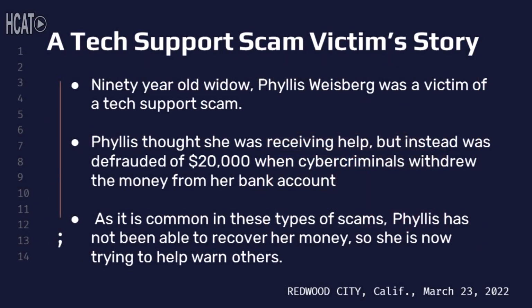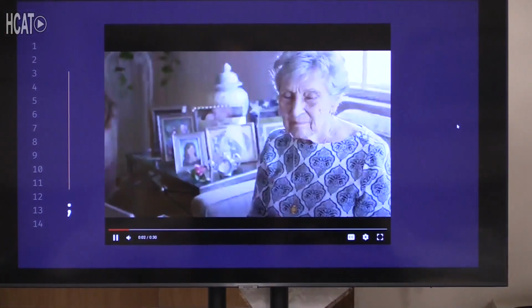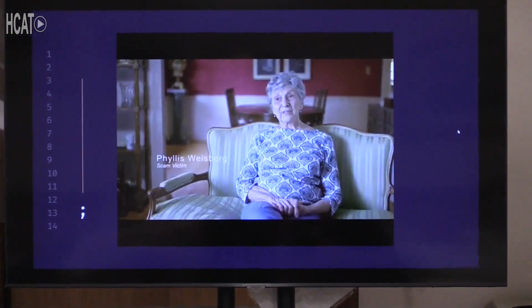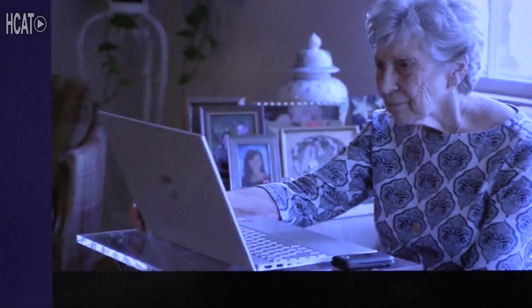A 90-year-old woman named Phyllis Weisberg was defrauded of $20,000. But she wasn't able to get back the money, so now she's trying to share her story. My name is Phyllis Weisberg. I'm a 90-year-old widow. I was the victim of an online scam. The scammers managed to get into my checking account. They removed $20,000.